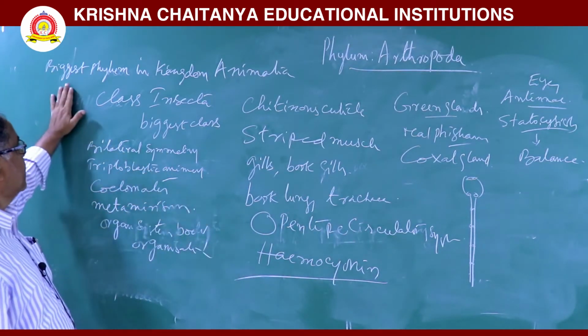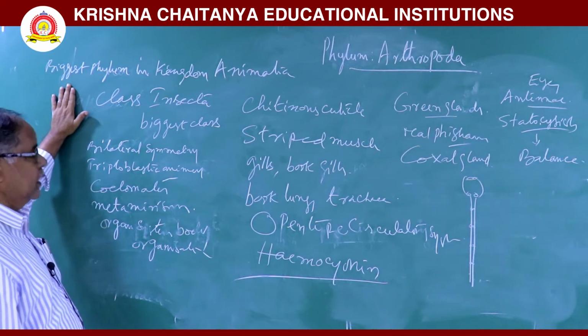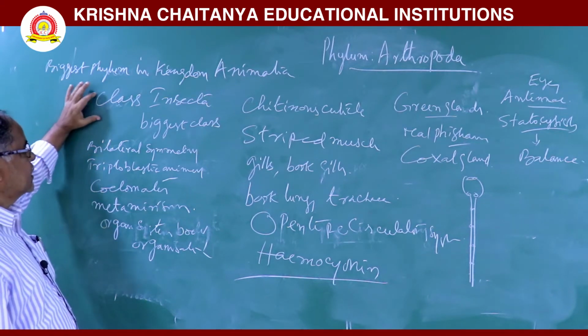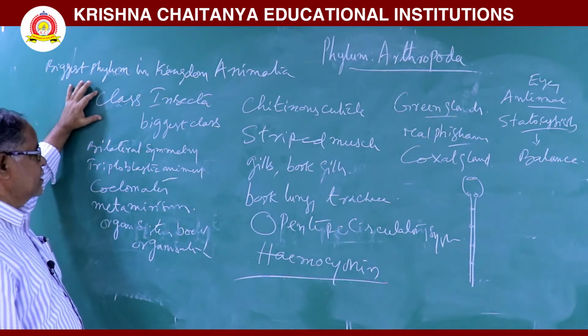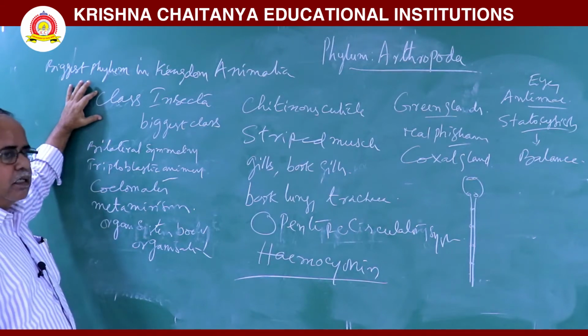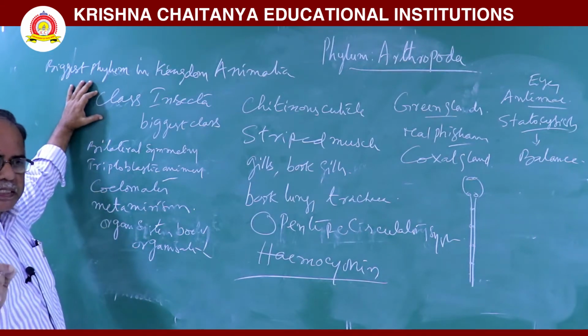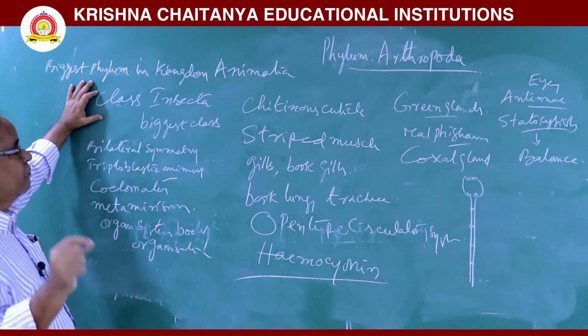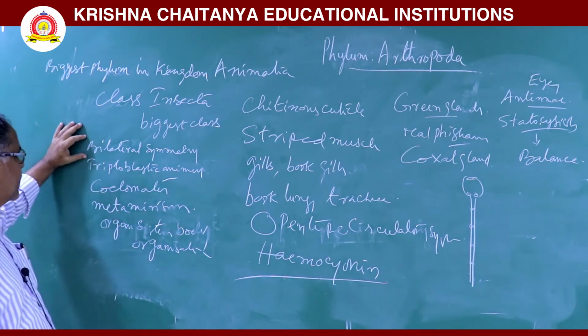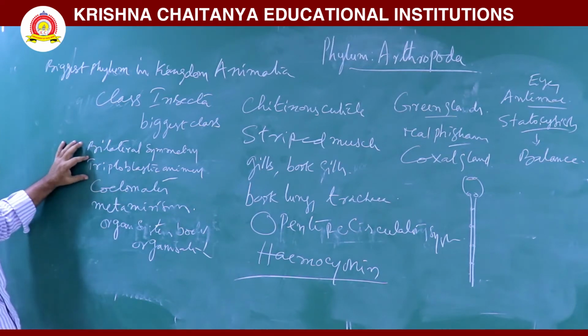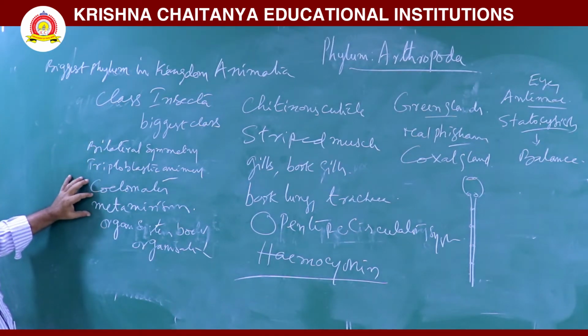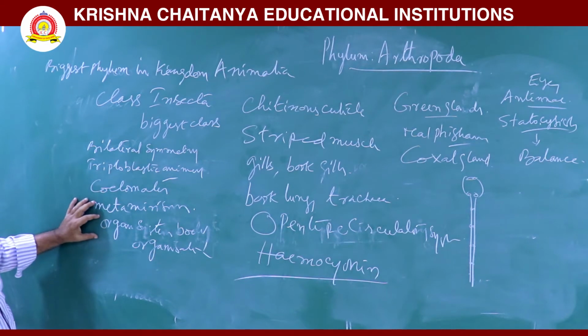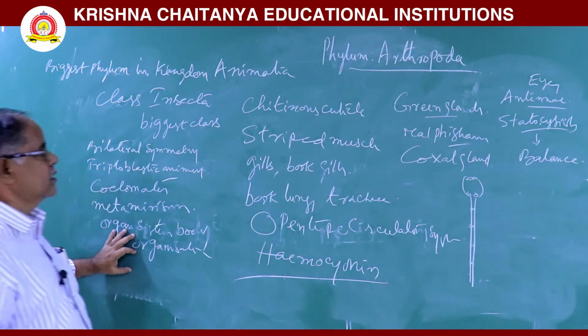Arthropoda is the biggest phylum in kingdom Animalia, and the biggest class is Insecta. About 80% of named animals on the land belong to this phylum. Next, they show bilateral symmetry. They are diploblastic animals. They are coelomates. They show metamerism. Organ system body organization is there.